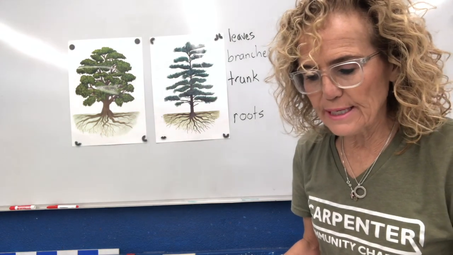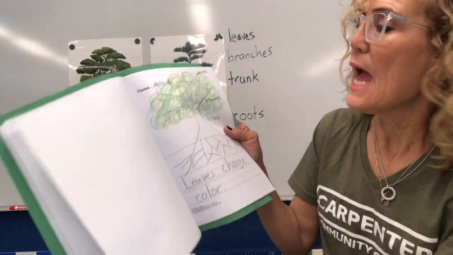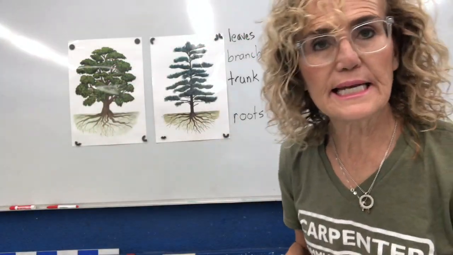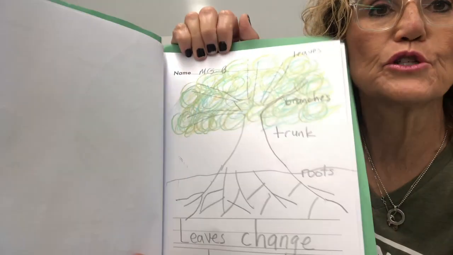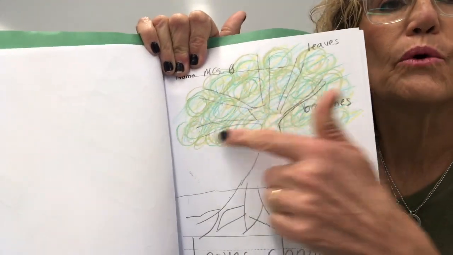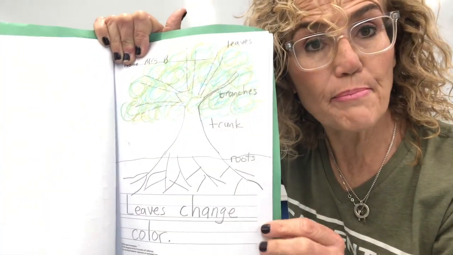and I want you to turn to the page after the one where we did the big and little, how are leaves different? And there's a blank page there. And what I did is I drew another picture of a tree, and you notice that I put a little bit more yellow up in the leaves. And I labeled my picture.